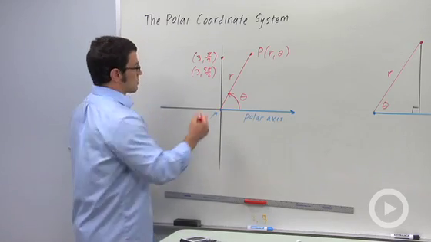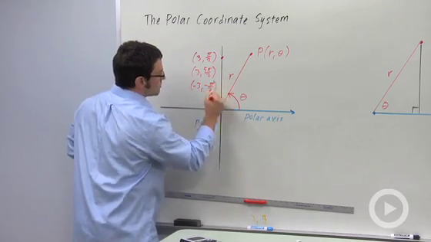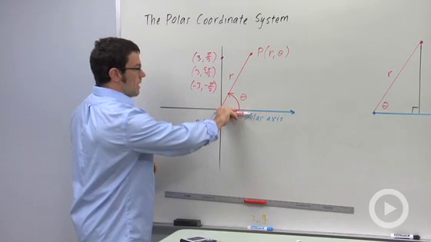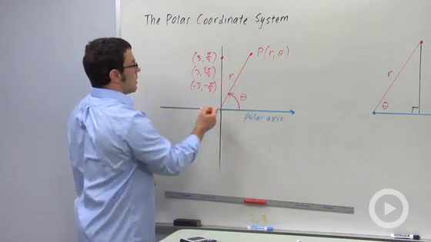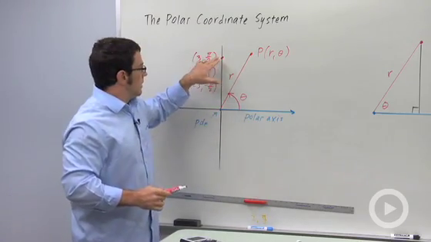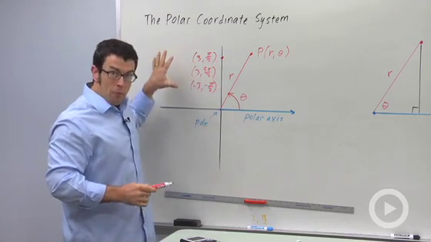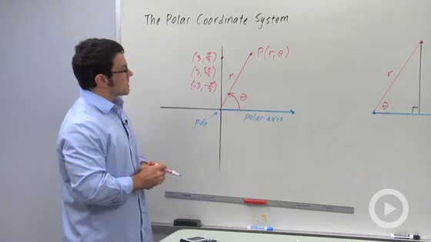You could also describe this point as -3, pi over 2, right? You go pi over 2 and then go backwards 3 to get here. So what's important to know is that the same point in the polar coordinate system can be described multiple ways, right? So that's something to be aware of when you're dealing with polar coordinates.